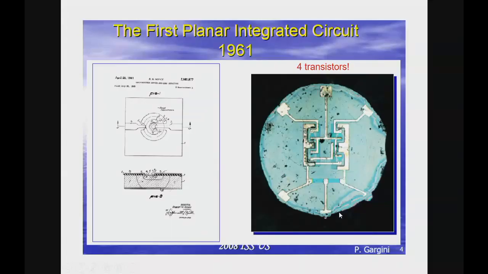I'll skip this. So in 1961, Bob Noyce came up with this idea of, instead of making individual discrete devices and connecting them by wires, he said, why not just grow all these things on a single piece of silicon? And that was the invention of the integrated circuit. So this is the patent on the left. Your left-hand side is the patent, which was awarded, and actually Noyce got the Nobel Prize for this idea.